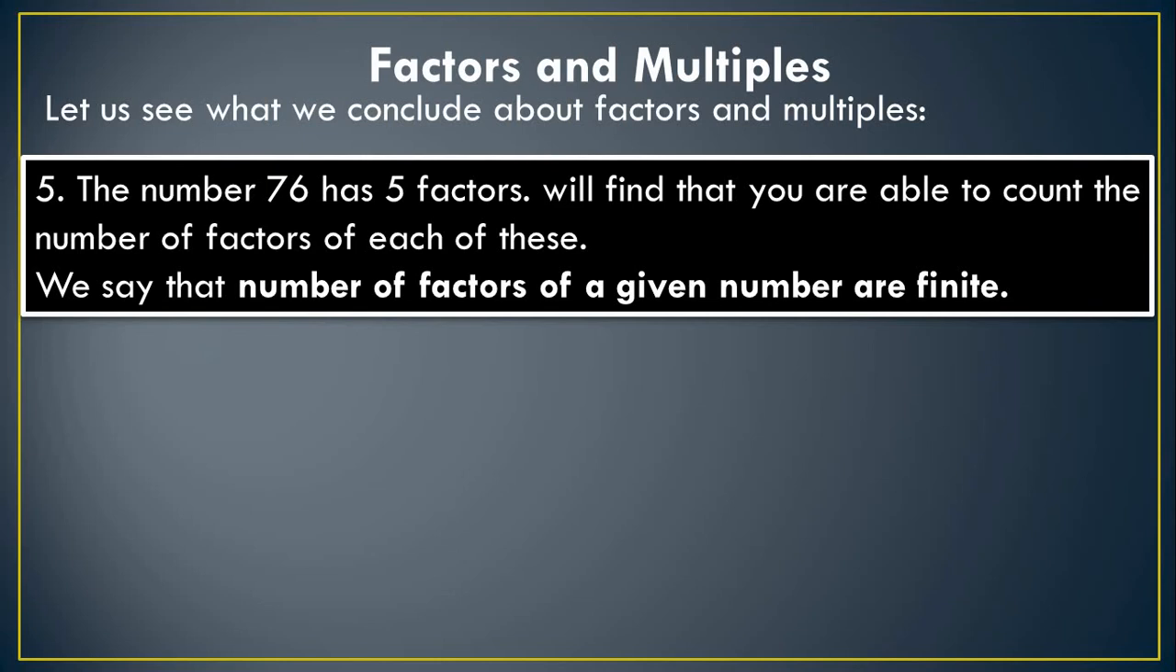Fifth point, the number of factors is countable. You are able to count the number of factors of each of these. If you take any number, suppose the number is 4, the factors of 4 are 1, then 2, then the same number 4. So it is countable. So you can say the number of factors of a given number is finite, meaning countable.